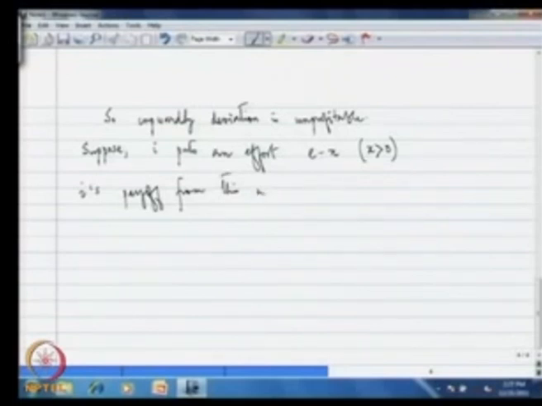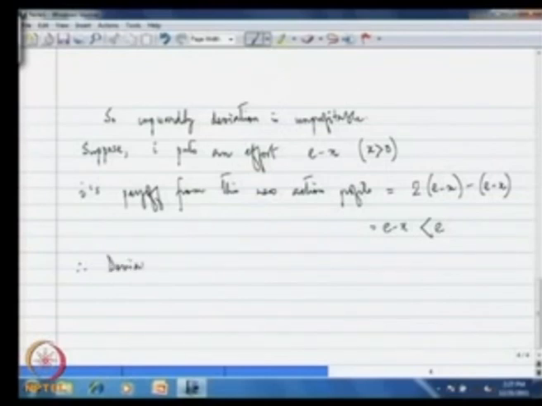So, I's payoff from this new action profile will be how much? The minimum of all this, which is 2 of e minus x, minus of e minus x, which is e minus x, and which is again less than e. So, downward deviation, a deviation in the downward direction, is also unprofitable.